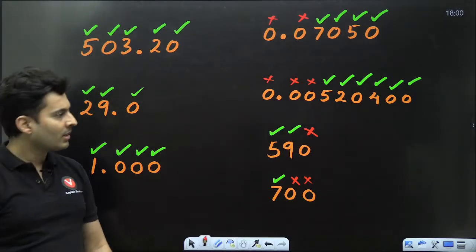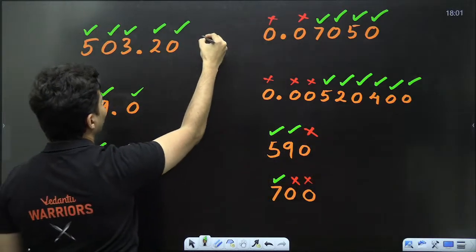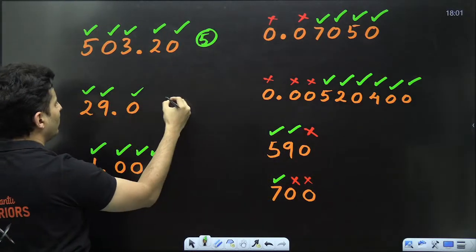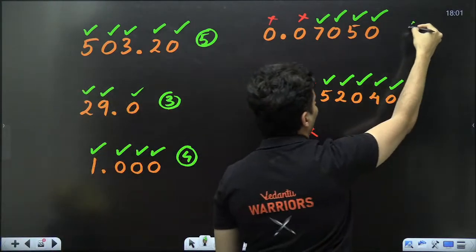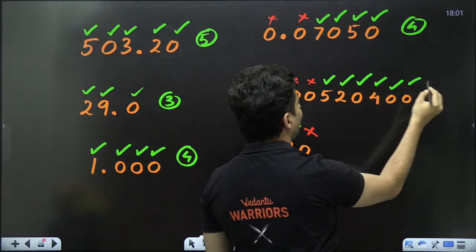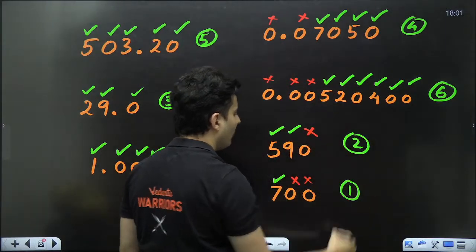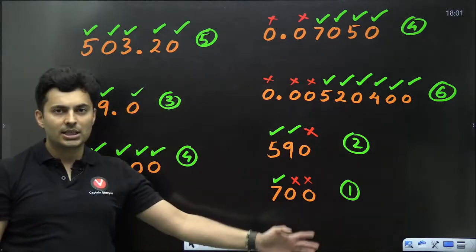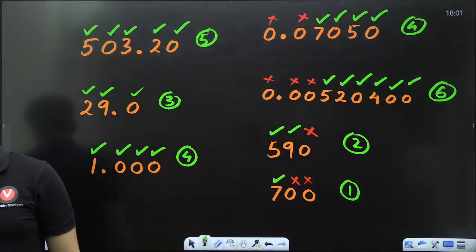Is that clear, my dear warriors? So count over here 1, 2, 3, 4, 5. So 5 significant figures. 1, 2, 3. 1, 2, 3, 4. Here 1, 2, 3, 4. Here 1, 2, 3, 4, 5, 6. Here you have 2. And here you have just one significant figure. Is that clearly understood, my dear students?